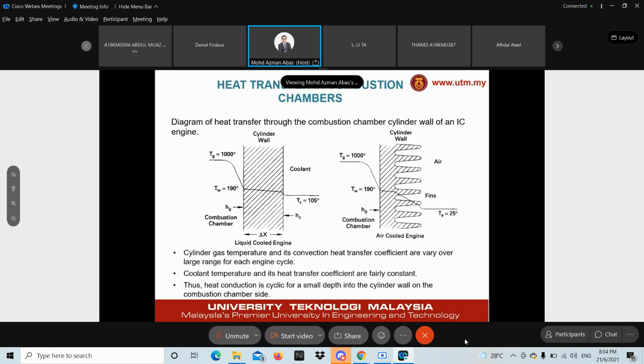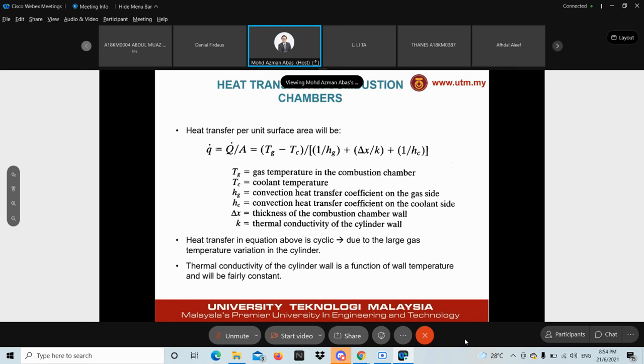You can see how the heat transfer is distributed from the combustion chamber through the cylinder wall and into the coolant, whereas in an air-cooled engine, it goes from the combustion chamber through the cylinder wall, through the fins and into the airstream that passes through the engine. Cylinder gas temperature and its convection heat transfer coefficient vary over a large range for each engine cycle. Coolant temperature and its heat transfer coefficient are fairly constant. Thus, heat conduction is cyclic for a small depth into the cylinder wall on the combustion chamber side.